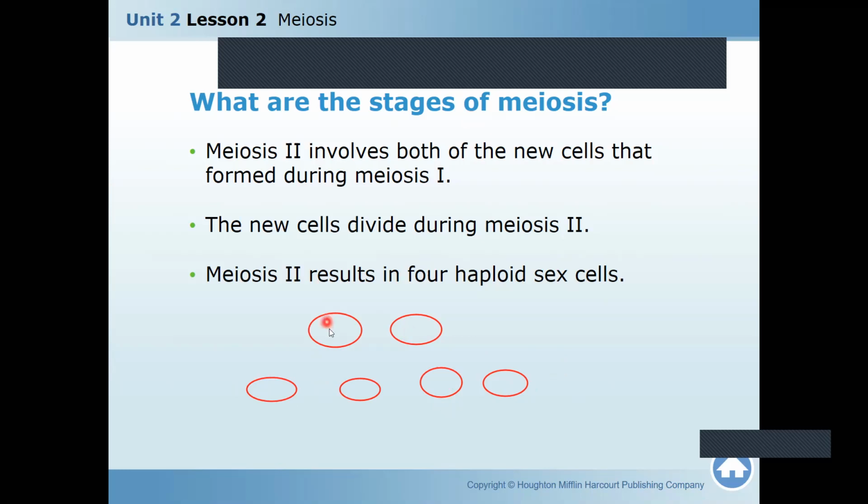For the sex cell, we have 4. Very good. In stage 1, we had 2 haploid cells. In stage 2, we have 1, 2, 3, 4 haploid cells. Understood, or shall I explain again? I understand, Miss. One minute, dear.